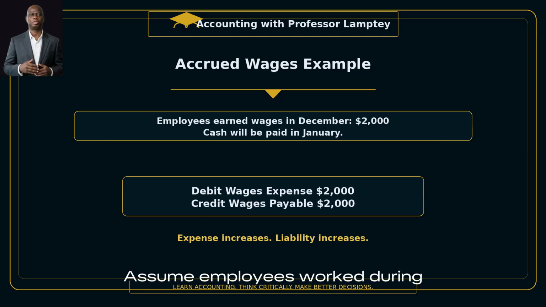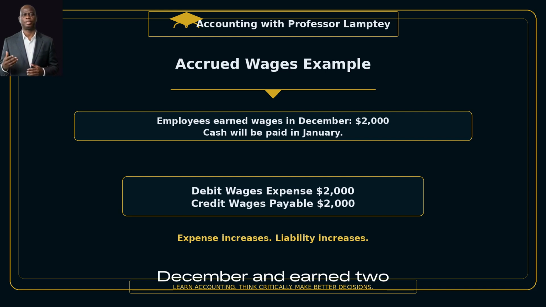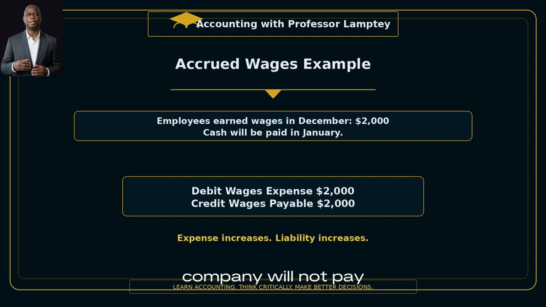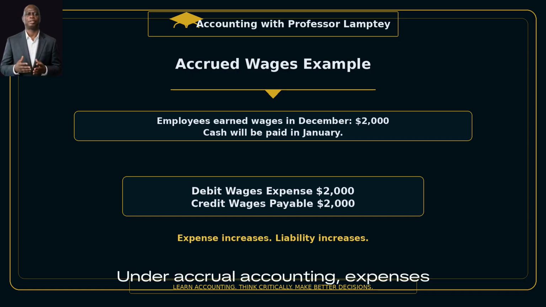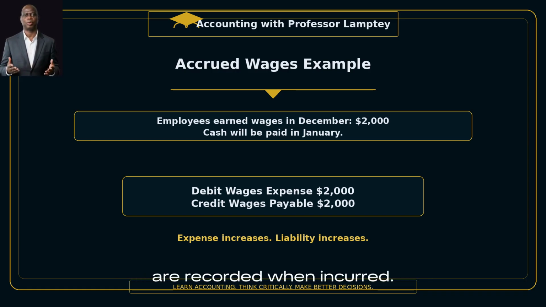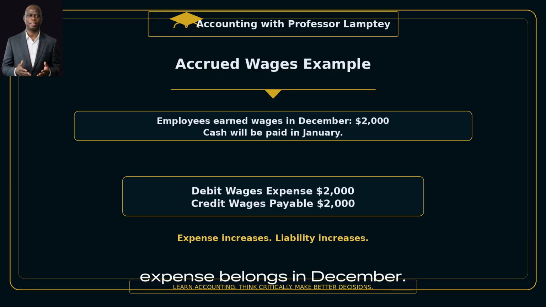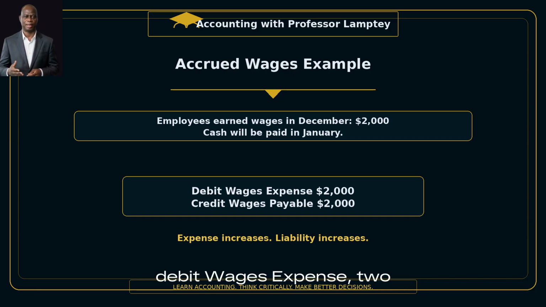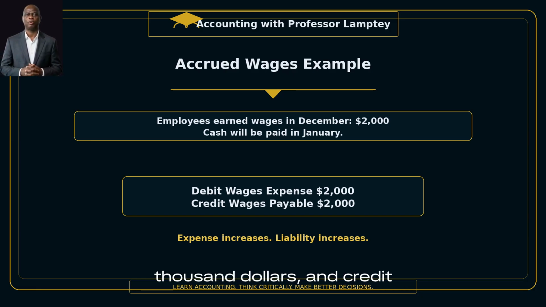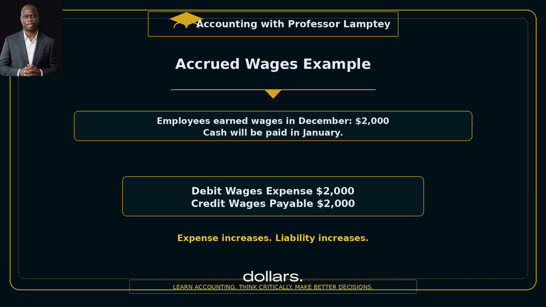Assume employees worked during the last week of December and earned $2,000, but the company will not pay them until January. Should the company ignore the wages in December because cash has not been paid? No. Under accrual accounting, expenses are recorded when incurred. The employees worked in December, so the wage expense belongs in December. The adjusting entry is debit wages expense, $2,000, and credit wages payable, $2,000.